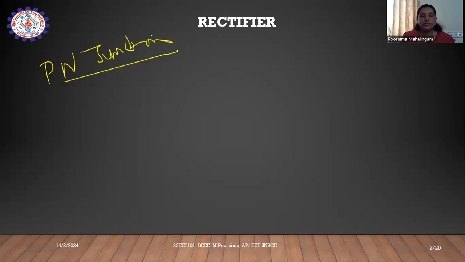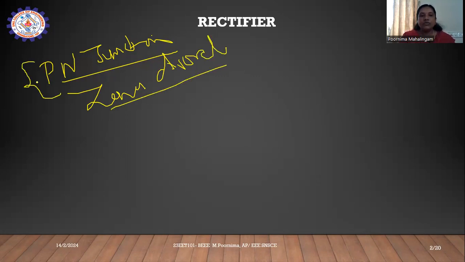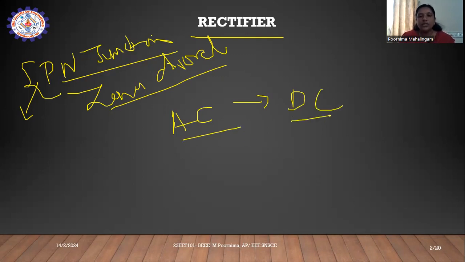Next, we have seen the Zener diode. Next topic is an application of the PN junction, the rectifier. A rectifier is mainly used to convert AC supply to DC supply. So the main thing of a rectifier is converting AC supply to DC supply.